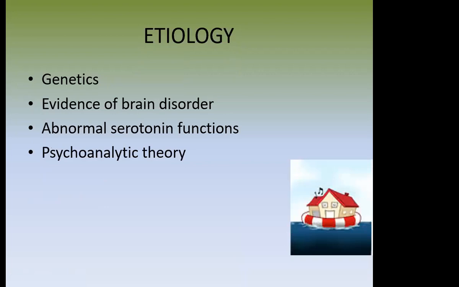Etiology: genetics in anxiety, genetics here, but in OCD, the evidence of brain disorder in some early part of life, like encephalitis or some other space-occupying lesion, and there's an abnormal serotonin function. Psychoanalytic theories are also there. You can consult your books to come to know what is a psychoanalytic theory. But ultimately, whether it is genetics or the brain disorder or psychoanalytic theory, the manifestation of symptoms comes from that deficiency of serotonin.